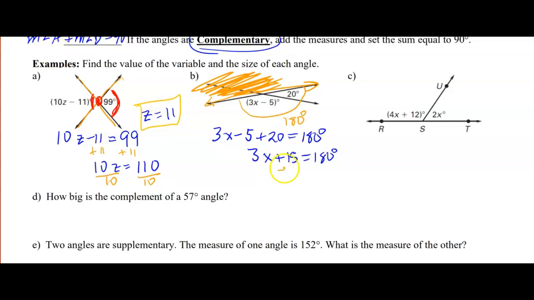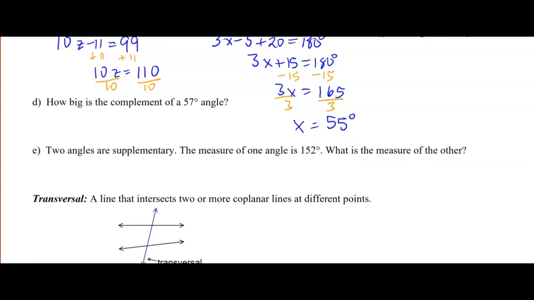Subtract 15 from both sides. I get 3x equals 165. Divide by 3 on both sides. So in this particular solution, x equals 55. Okay. I'm not going to do C because C and B are essentially the same problem. All right. So a couple more questions.